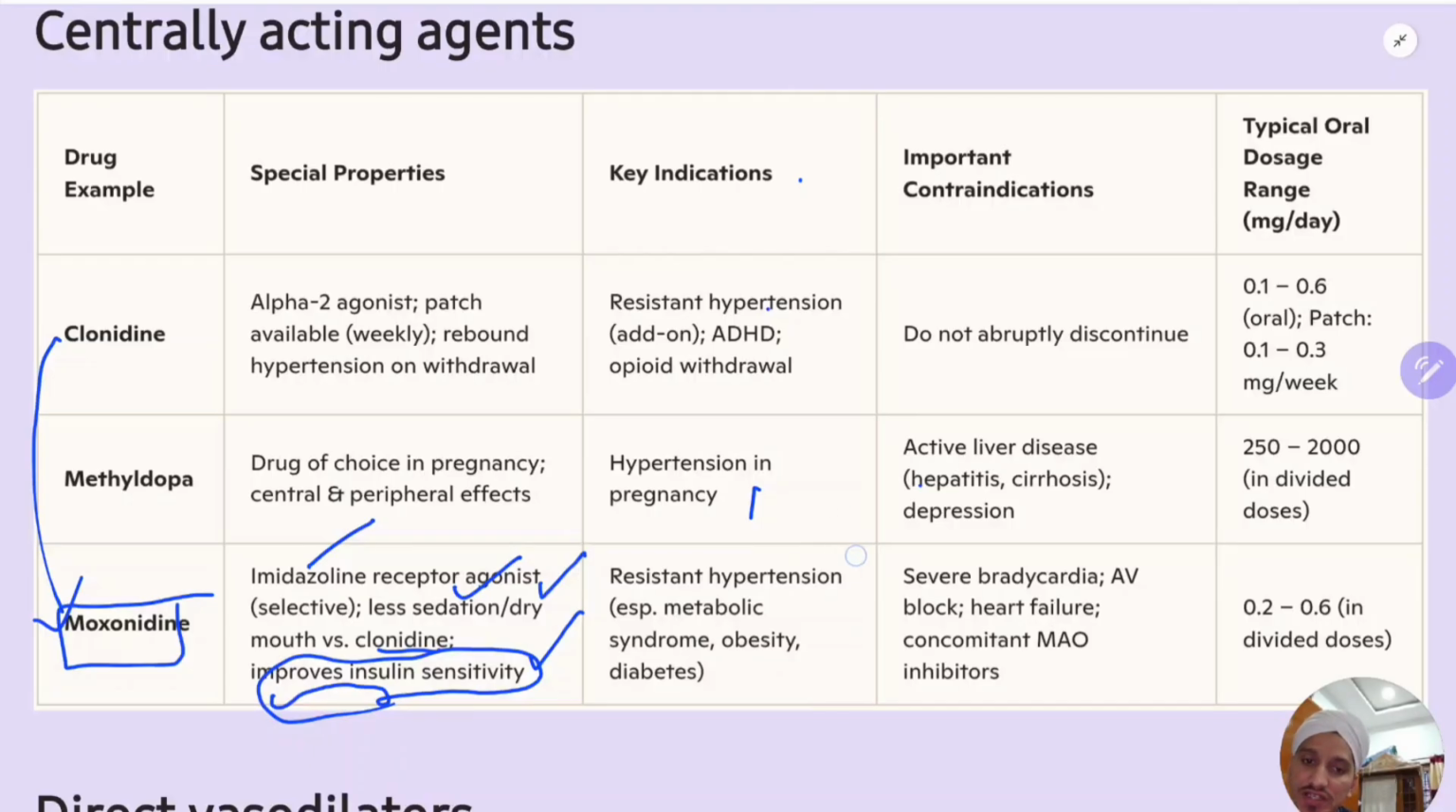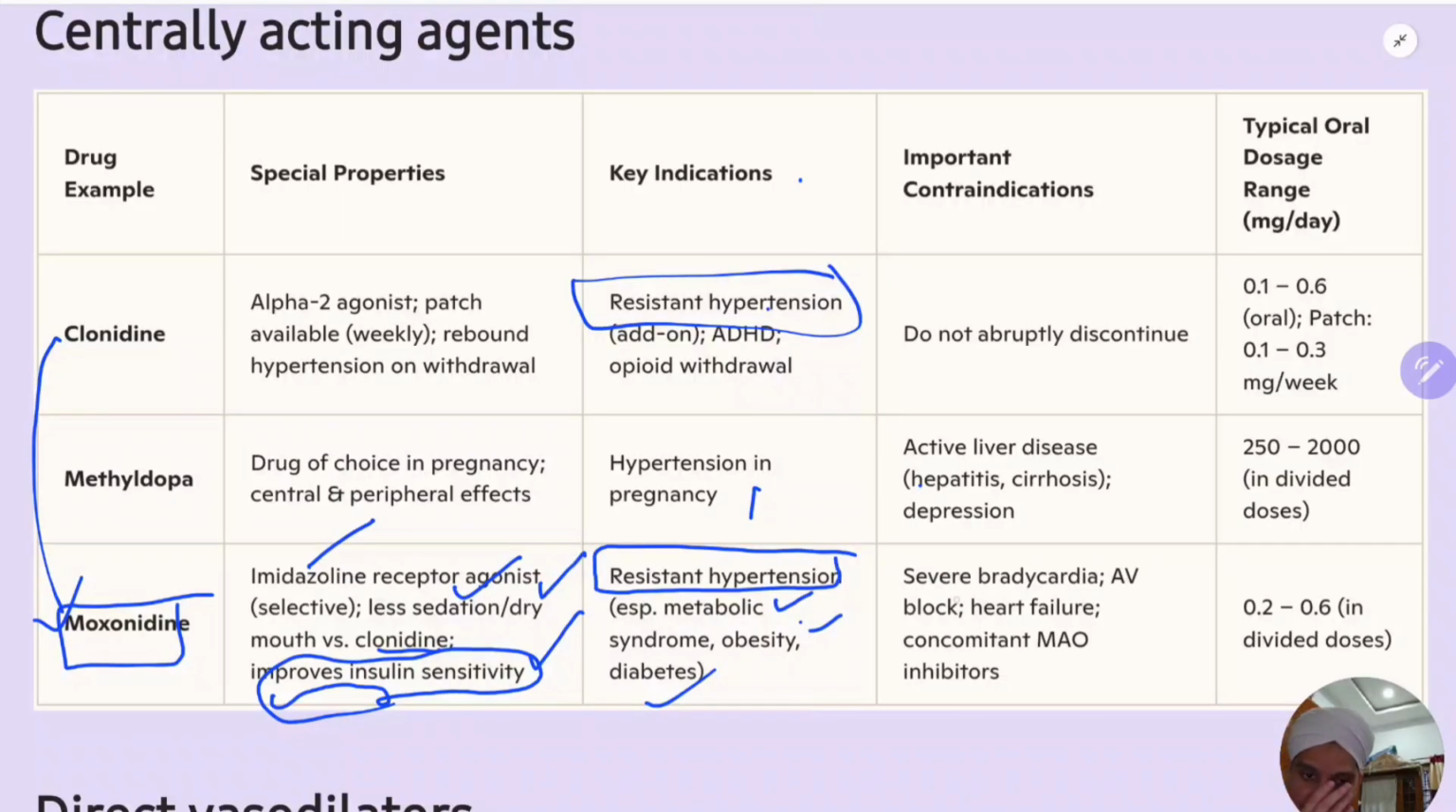Where do you use it? In resistant hypertension. All these drugs are used in resistant hypertension. Alpha-1 blockers are also used in resistant hypertension, but there are some other uses too, like prazosin in PTSD nightmares, and in scorpion sting. Clonidine you can use in opioid withdrawal, and in ADHD. Moxonidine: resistant hypertension, metabolic syndrome, obesity, diabetes, especially in these patients.